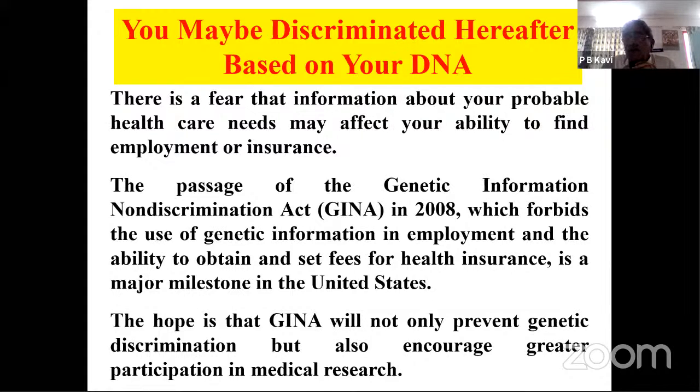Earlier people used to discriminate based on certain things, but now the day has come that they'll start discriminating against you based on your DNA. So there is a fear that information about your healthcare needs may affect your ability to find employment or insurance. So America has now enacted what we call GINA, the Genetic Information Non-Discrimination Act. No one should discriminate based on your genomic information or DNA information. That is forbidden in America. That law is necessary for almost all countries because this sort of personalized medicine is increasing day after day. The hope is that GINA will not only prevent genetic discrimination but also encourage greater participation in medical research.